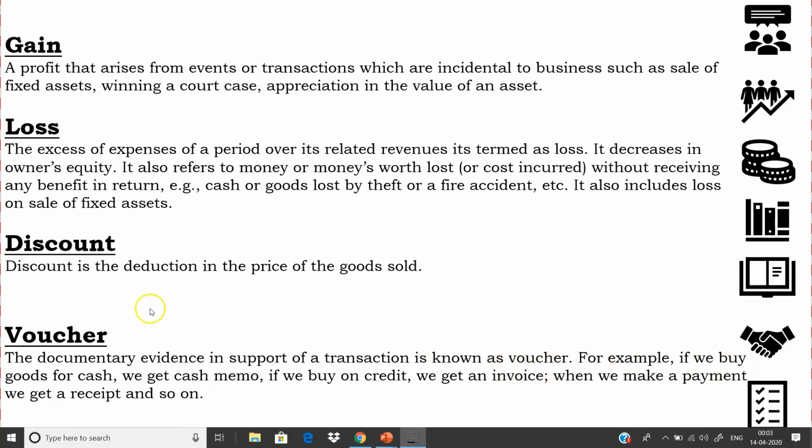For example, if we buy goods for cash, we get a cash memo. If we buy on credit, we get an invoice. When we make a payment, we get a receipt, and so on. So this is also self-explanatory and we already know this term.